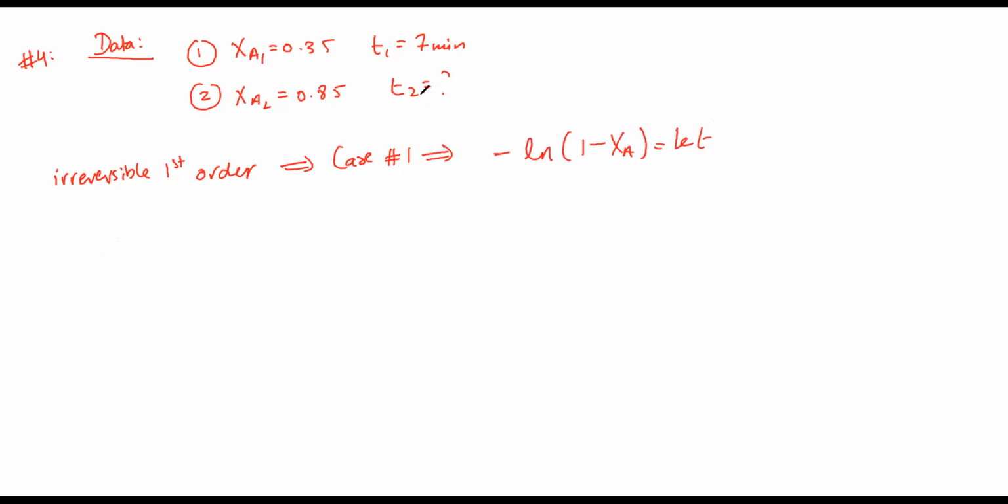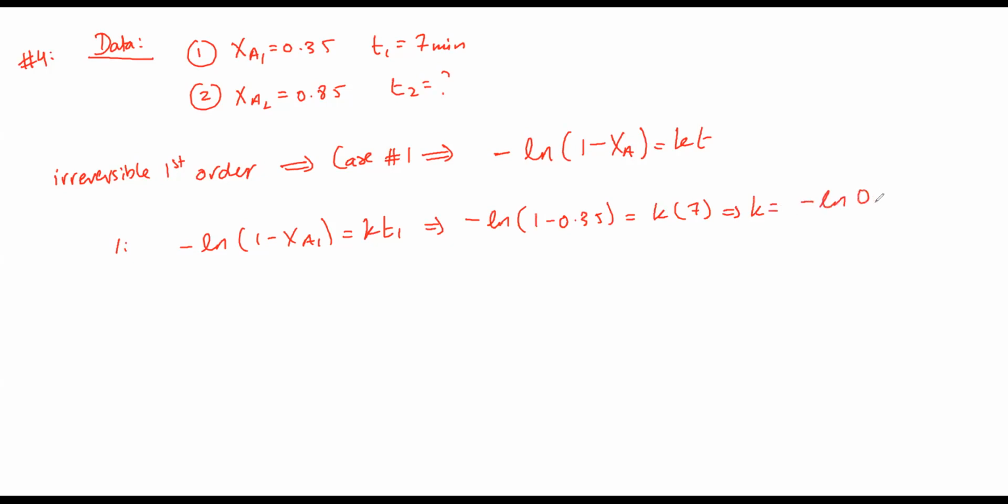So what I'm looking for is T2. So let's plug in. I'm going to plug in XA1 and T1 to get K, and then I'm going to use K and XA2 to get T2. So let's do it. For 1, I said minus ln 1 minus XA1 is equal to KT1. So in this case, minus ln 1 minus 0.35 is equal to K times 7. So this means that K is equal to minus ln of 0.65 divided by 7.